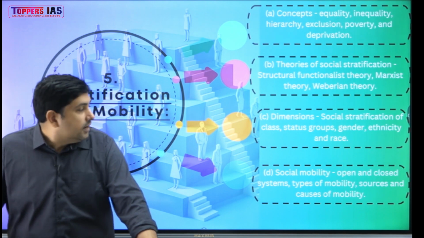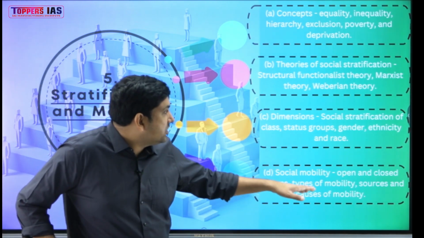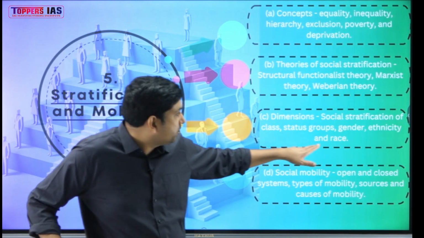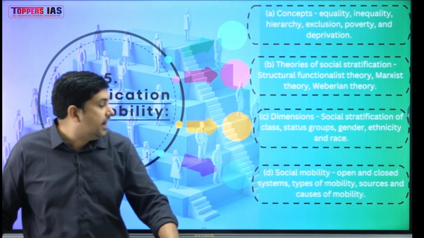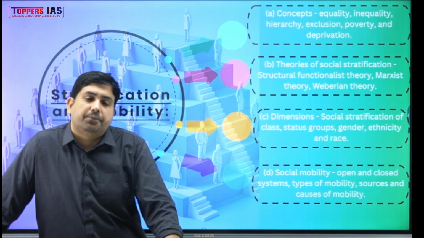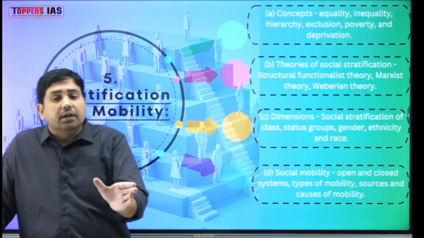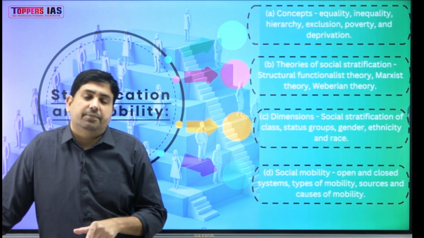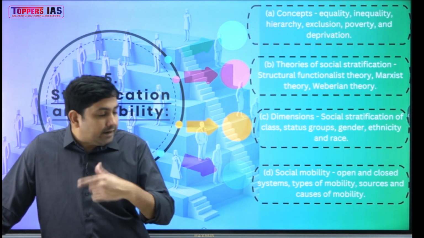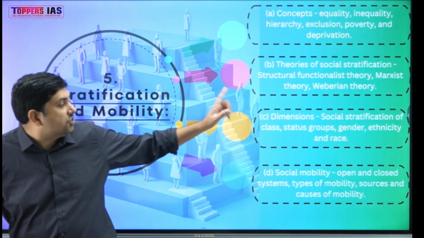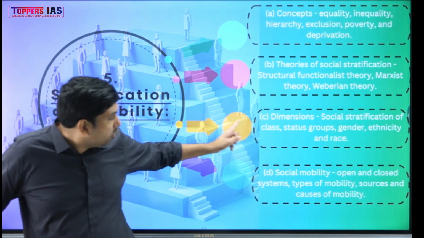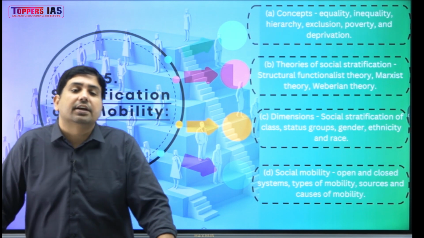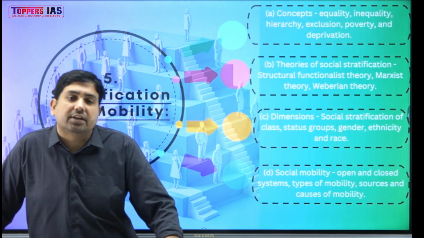Okay. Then there are various dimensions of social stratification. That is social stratification of class, of status group, gender, ethnicity, and race. These are actually the different ways societies are divided, and how inequality manifests at the societal level. So in these terms, social stratification or inequality is visible at the societal level.